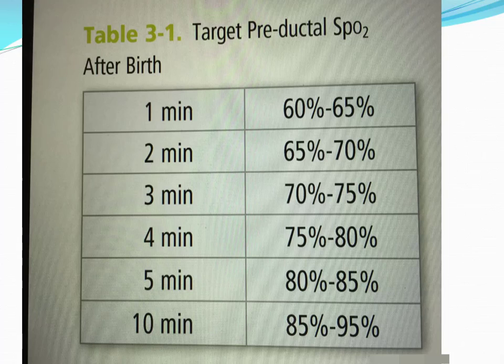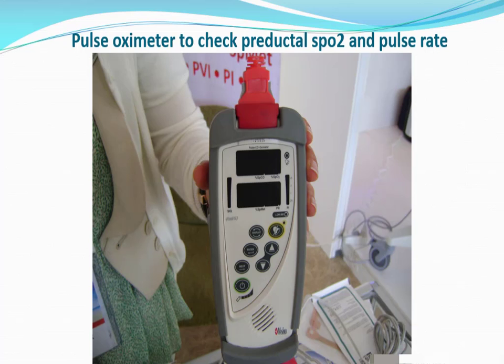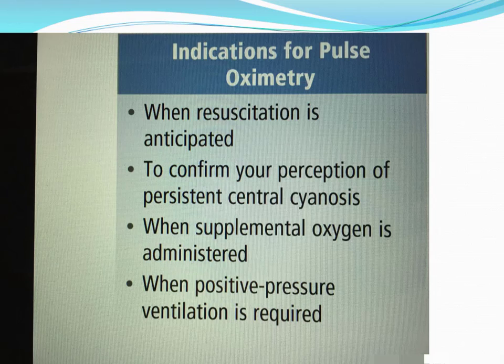So it's normal. And we say preductal because the SpO2 in the right arm represents the SpO2 of the blood going to the heart and to the brain. This is more accurate than postductal. And this is one of the pulse oximeters used during resuscitation. Indications for pulse oximeter: when resuscitation is anticipated, to confirm your perception of persistent central cyanosis, when supplemental oxygen is administered, and when positive pressure ventilation is required.